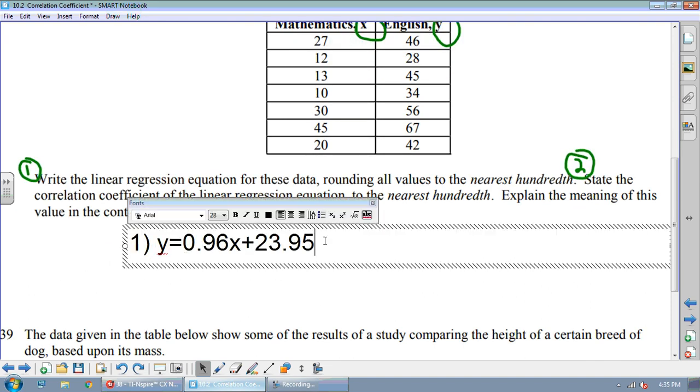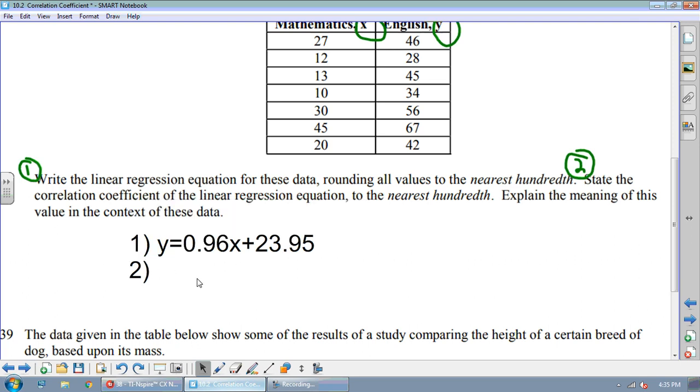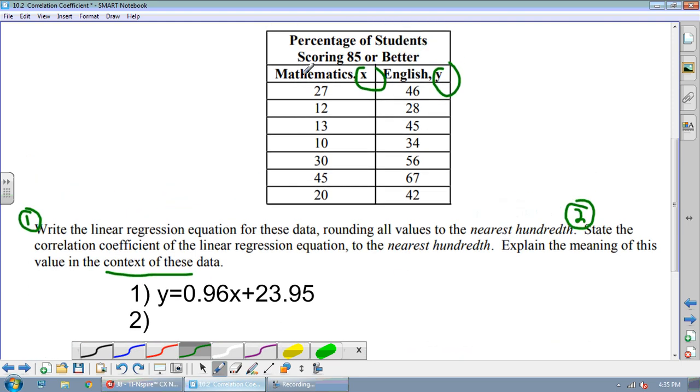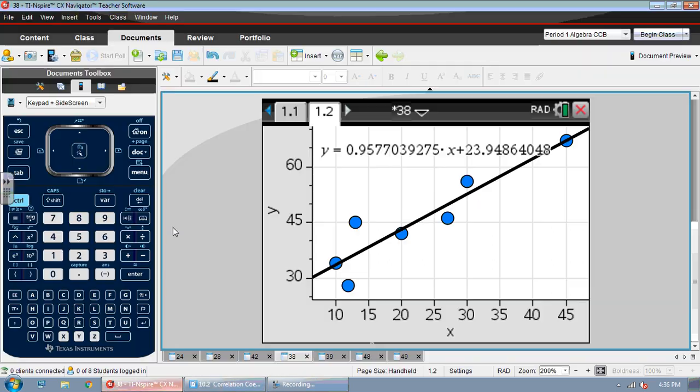The second part of the question says state the correlation coefficient of the linear regression to the nearest hundredth. Explain the meaning of this value in the context of the problem. Context of the problem means what this problem is talking about. So this problem is talking about mathematics tests and English tests where percentage of students scored 85 or better. So that's how we have to relate our answer to the problem. So first of all, let's get that correlation coefficient.